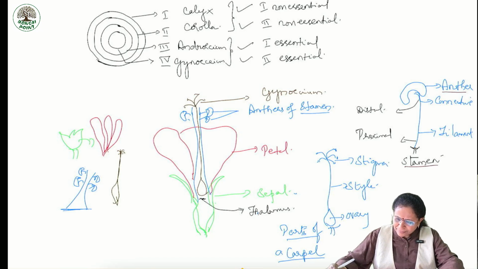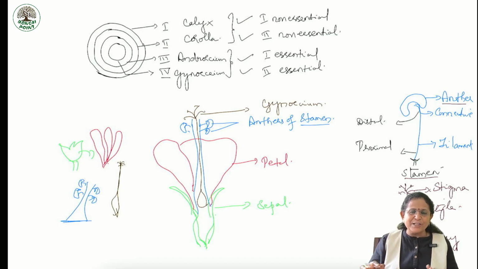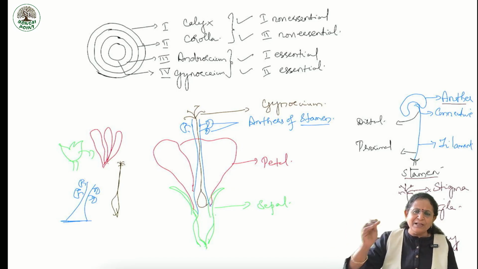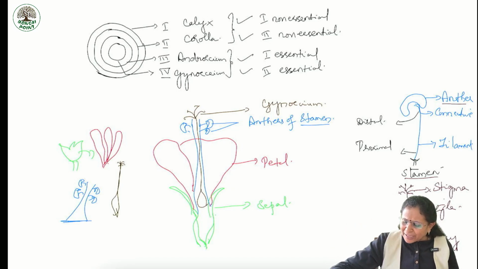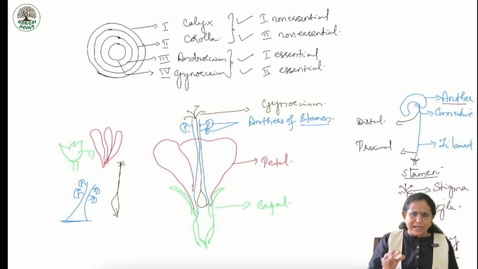Is it clear? Finally, what is the individual unit of androecium? Stamen. What are the parts of a stamen? Filament, anther and the connective. And on the other hand, what is a gynecium? Female reproductive organ of a flower. Its individual unit is said to be carpel. What are the parts of a carpel? Ovary, style and stigma. Is it clear? Okay. Let us see the other details of androecium and gynecium.